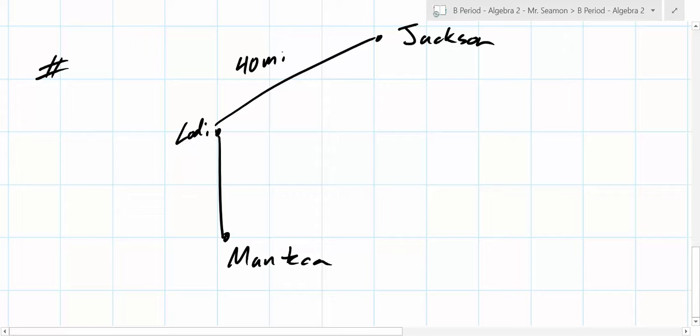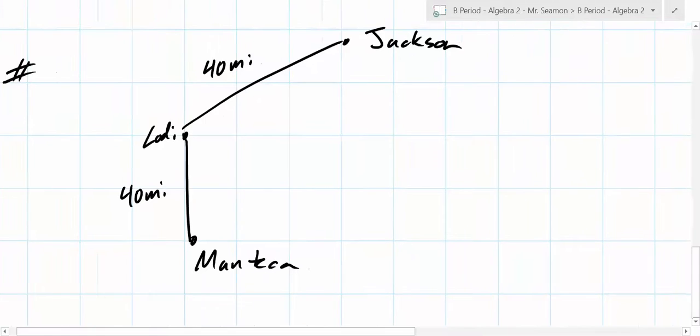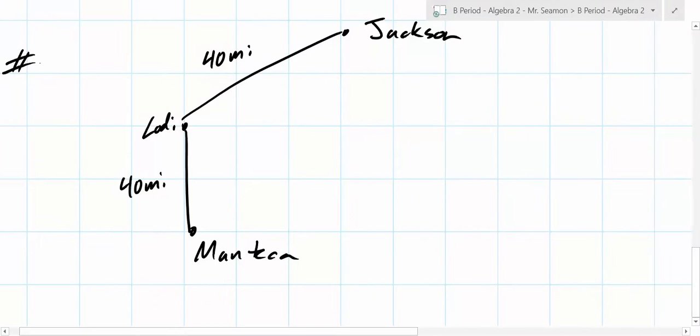This is 40 miles, and this is 40 miles. So I'm just drawing the picture that they've given me. But what does it tell you? It tells you the first leg of the trip, and then the second leg of the trip. What does it tell you about the second leg of the trip? 10 miles per hour. Faster, right? This is number 29, exactly.